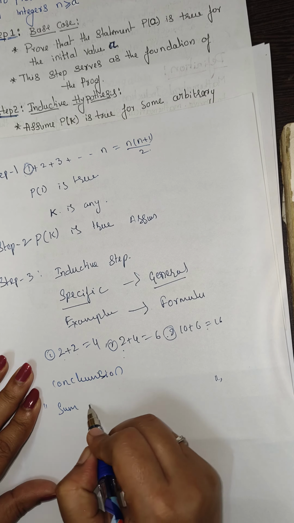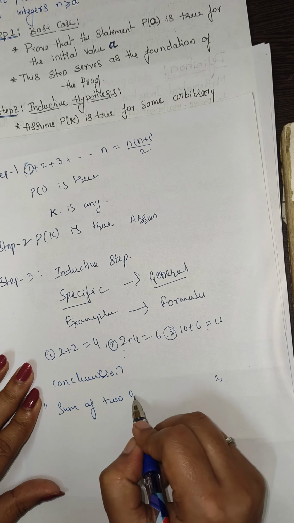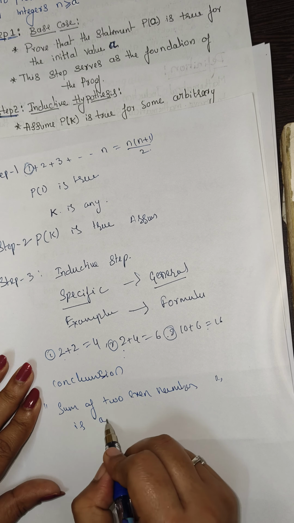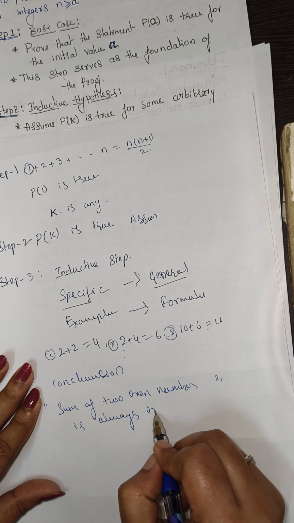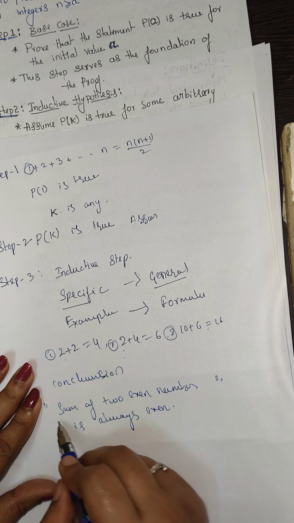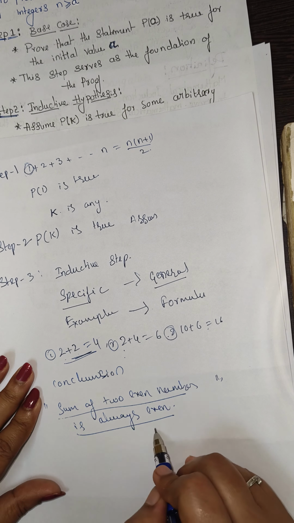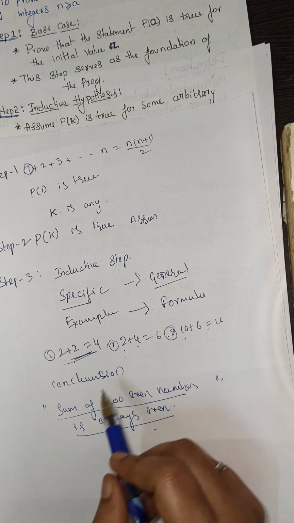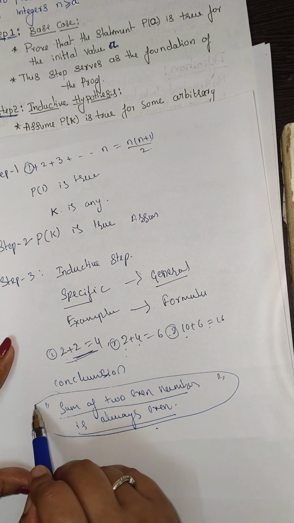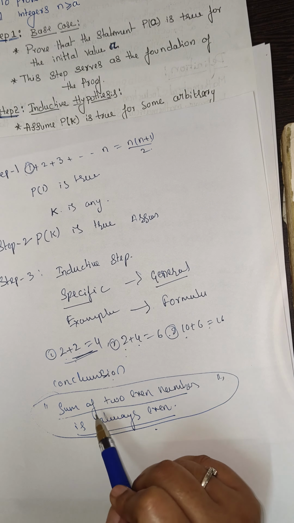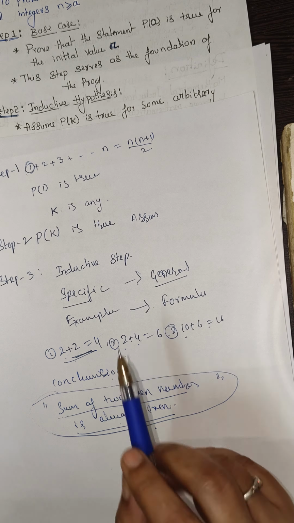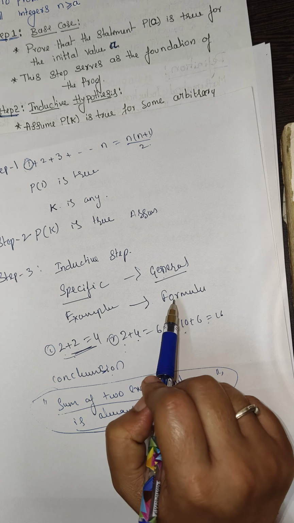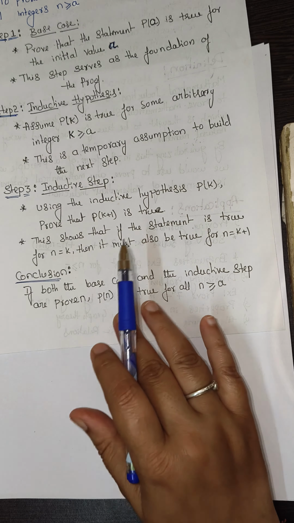The sum of two even numbers is always even. Okay, it came as a conclusion. Just by observing the examples, we make one statement. We came to one conclusion. It becomes a statement. Okay, inductive means from specific to general, from examples to the formula. That is only the third step.